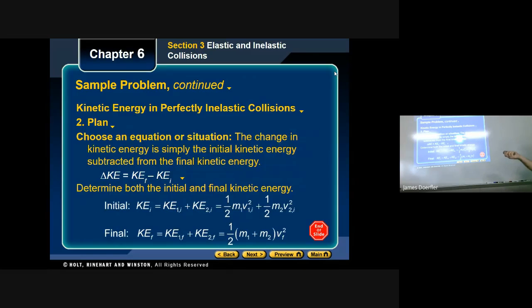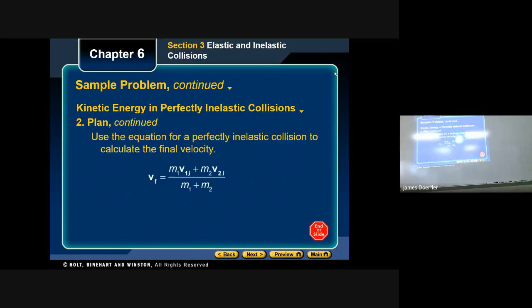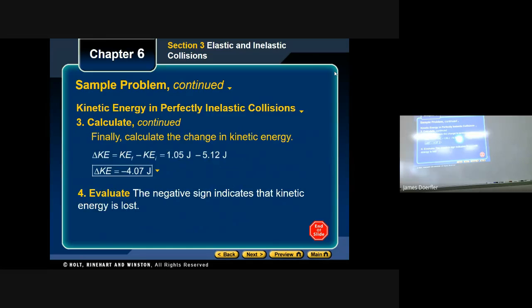But we're not done yet because we now have to go back and do this part. Final kinetic energy minus the initial kinetic energy. When we do that, we get an overall change of negative 4.07 joules. And since we have a negative sign, that indicates that the kinetic energy is lost. Okay?